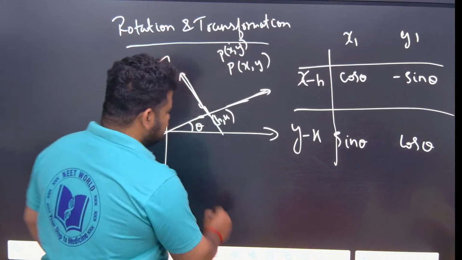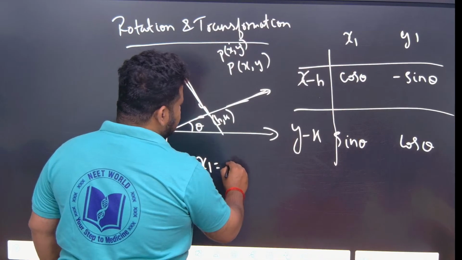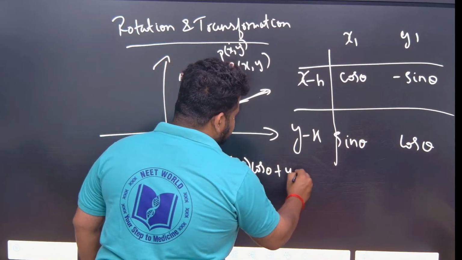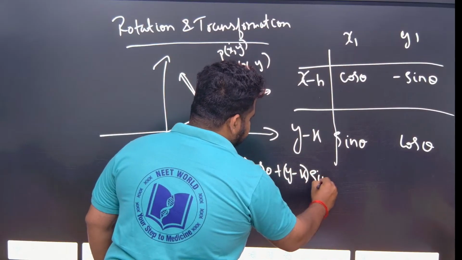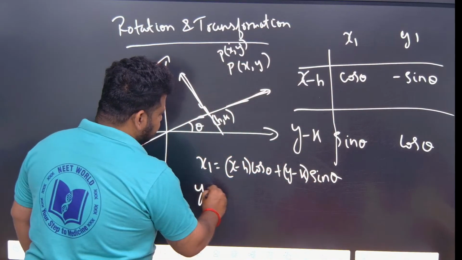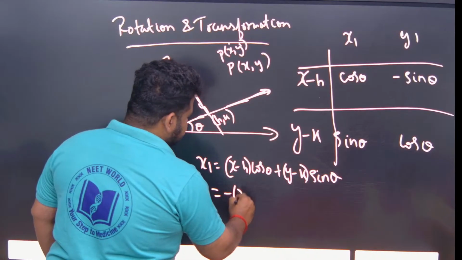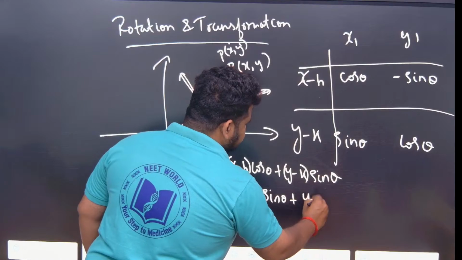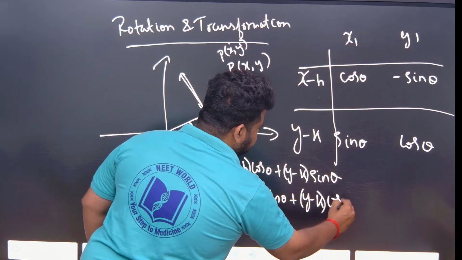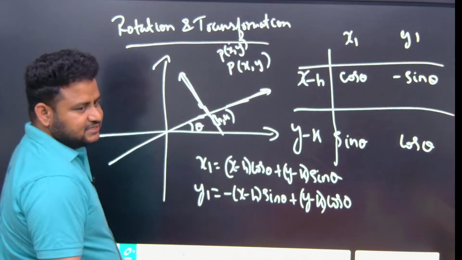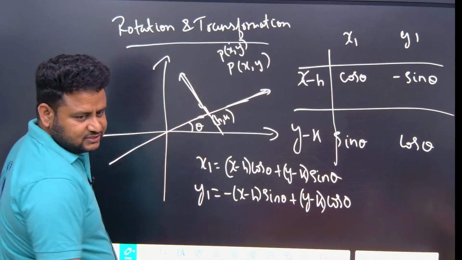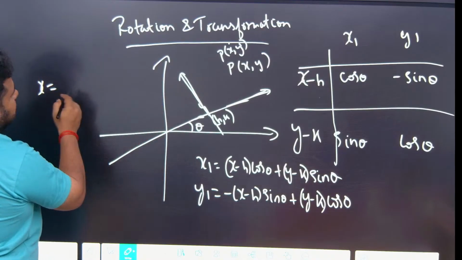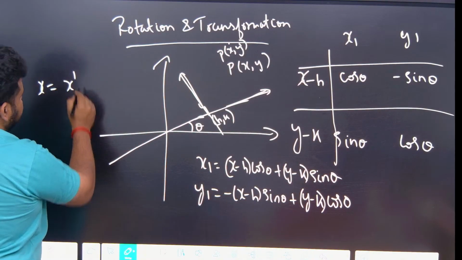Okay, let me write down. So x1 will be equal to x minus h into cos theta plus y minus k into sin theta. What about y1? y1 would be equal to minus x minus h into sin theta plus y minus k into cos theta. Then if I ask what is x, x will be equal to x1 into cos theta.